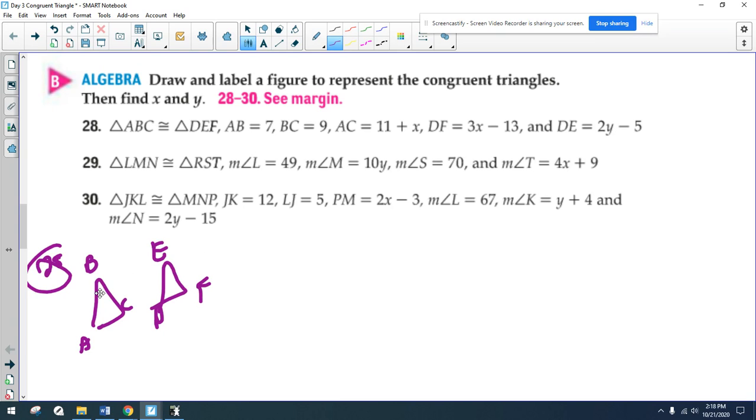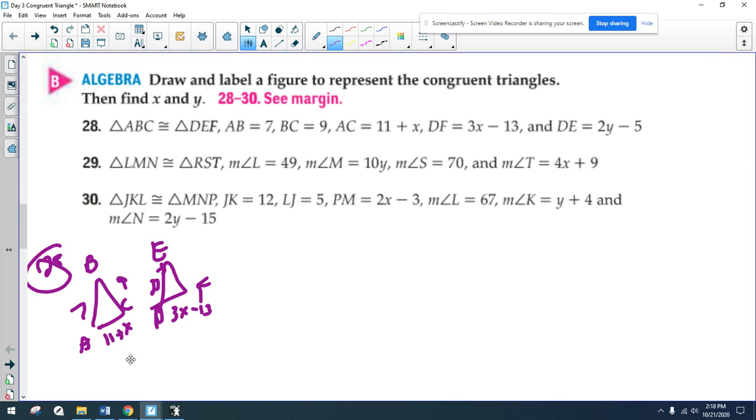Okay, it says AB is 7, BC is 9, and AC is 11 and x. Then it says DF is 3x minus 13. And then DE is 2y minus 5. And that's all it says. So it says find x and y. That's what we're looking for. So these two need to be equal to each other.